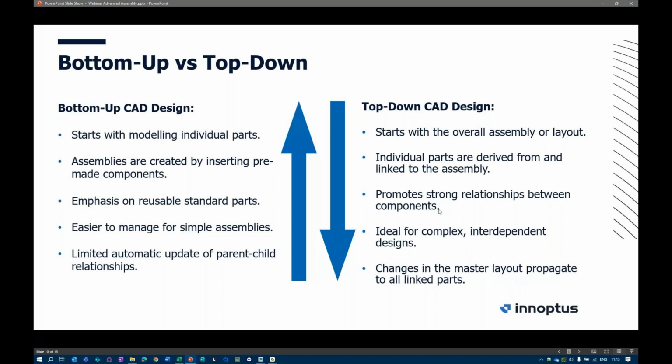You have a strong relationship between parts. Like I said, ideal for complex assemblies. And also it changes very fast. And so your master model, your skeleton on top, changes all references to the link parts if needed.